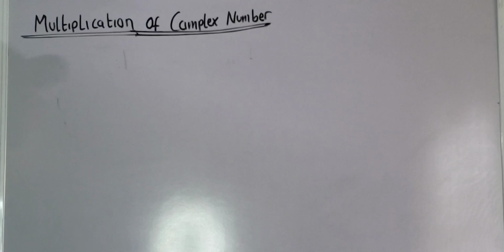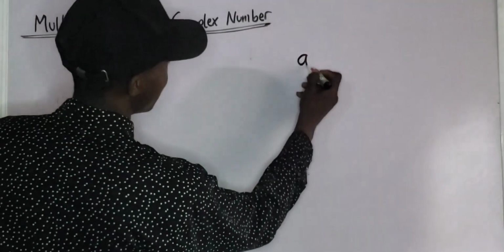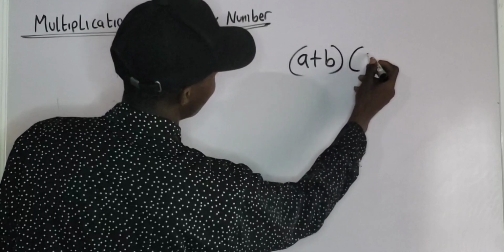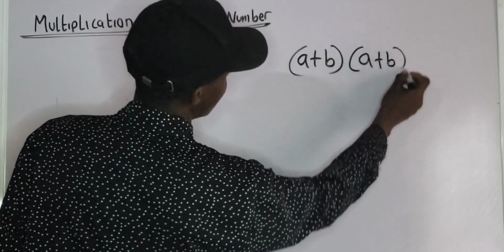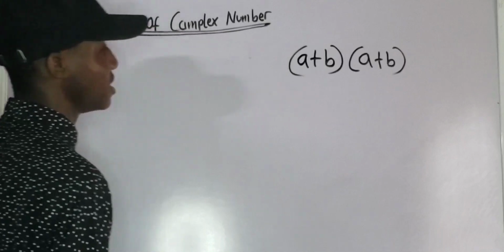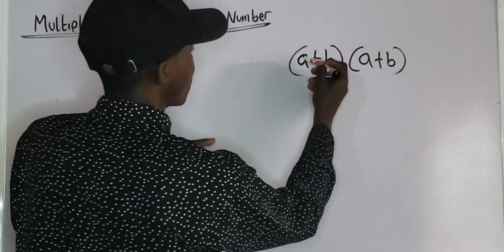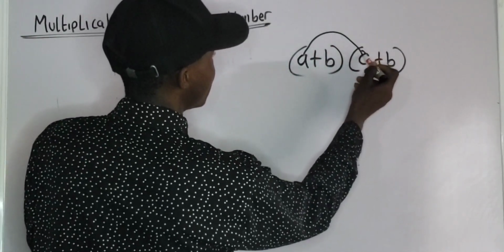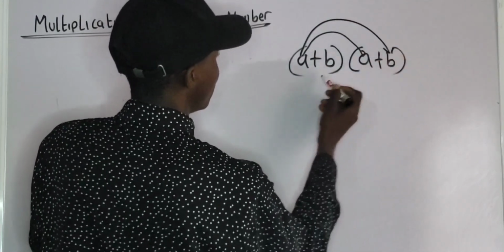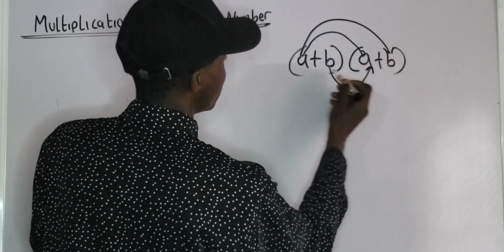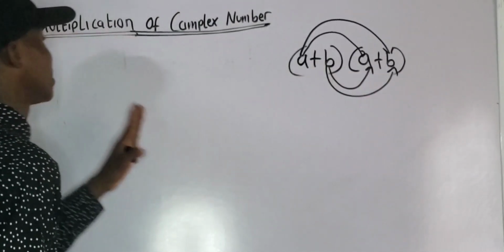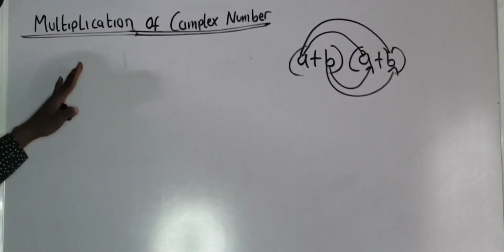From our basic algebra, when we are asked to multiply, let us assume that we have (a plus b) and another bracket (a plus b). If we want to multiply this, how do we go about it? We first take the first element here and use it to multiply the other. Then we take the second one to multiply each. Right? So now the same rule is applicable in complex numbers.